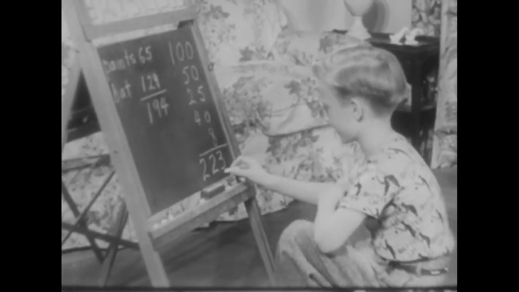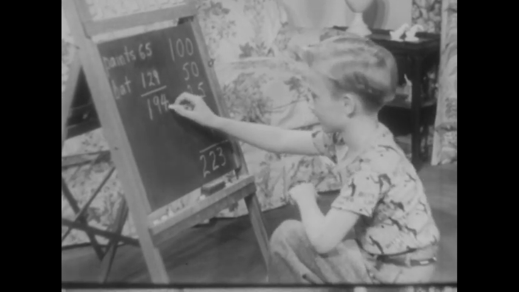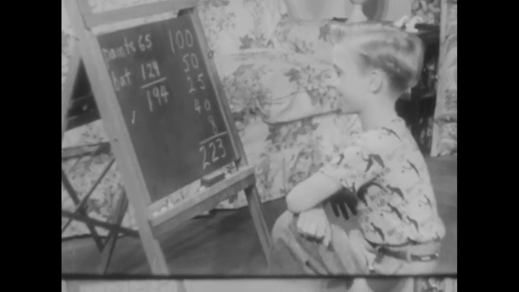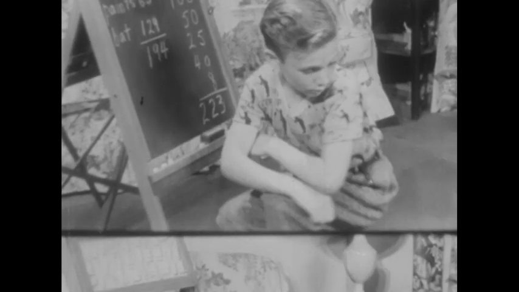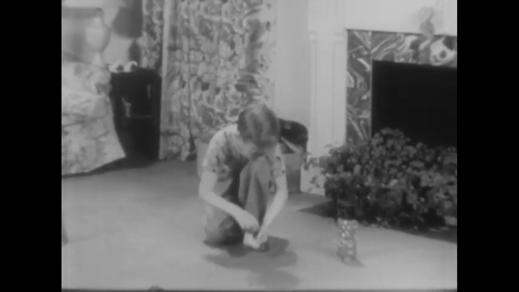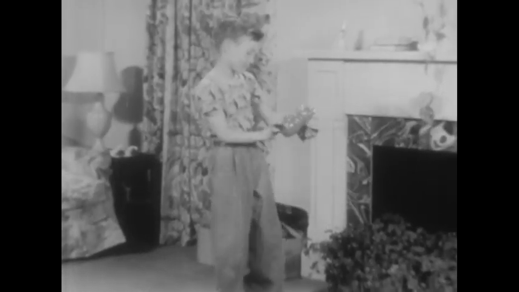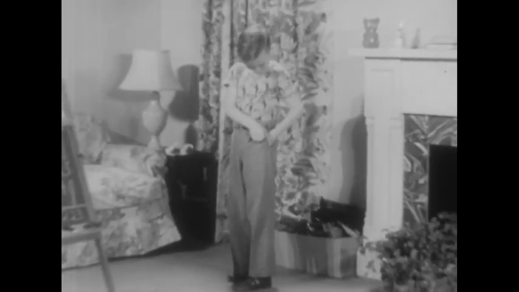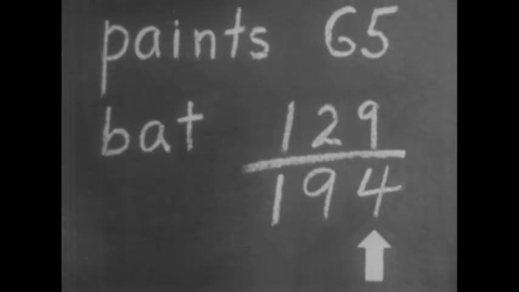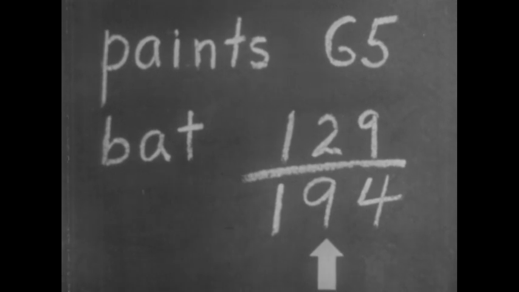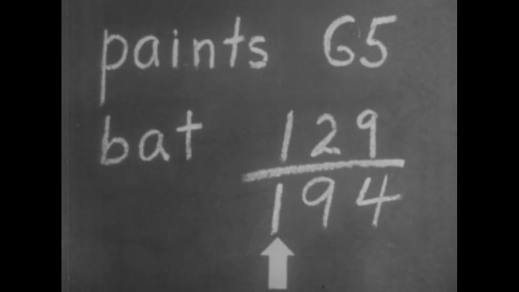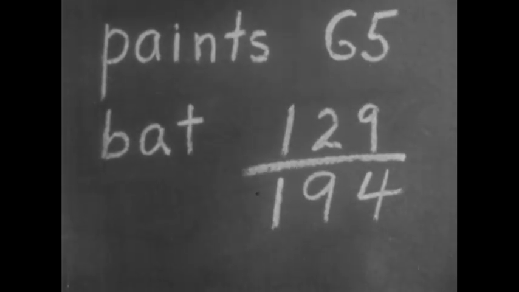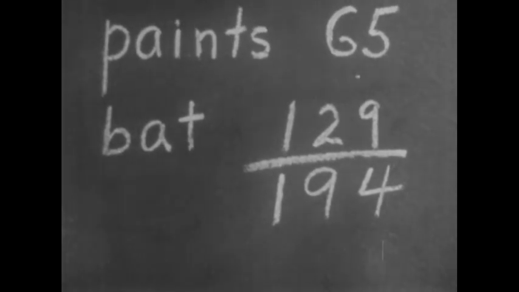And Billy knows that 223 is more than the price of both the paints and the bat, so he can buy them both, and he'll have some money left. Uh-oh, better pick up the money. Now Billy can't wait to have both the paints and the bat. He added, and he found out that he has enough money to buy them both. And we found out how to add. We know that this is the units place, and this is the tens place, and this is the hundreds place, and 10 units are the same as 1 ten. Addition is easy.